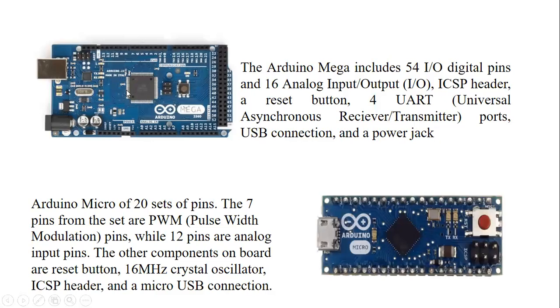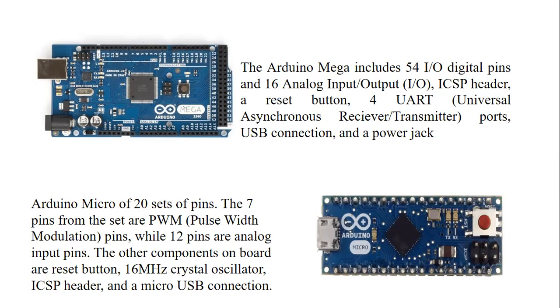Then there is one more board, that is the Arduino Mega board, and it has 54 digital input output pins. Arduino Uno has fewer IO pins, whereas in the case of Arduino Mega, the number of IO pins is increased, both for analog as well as for digital input output. There is one ICSP header, reset button, 4 universal asynchronous receiver transmitter ports, USB connection and power. These are the facilities available in the Arduino Mega board.